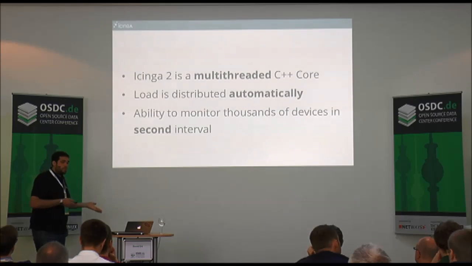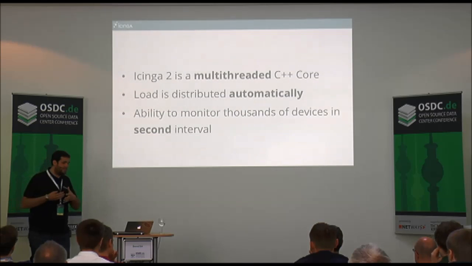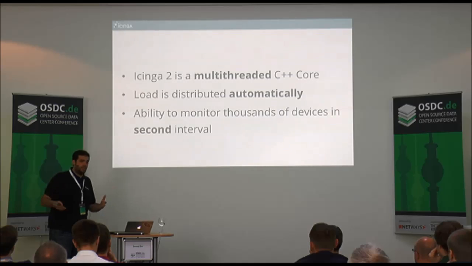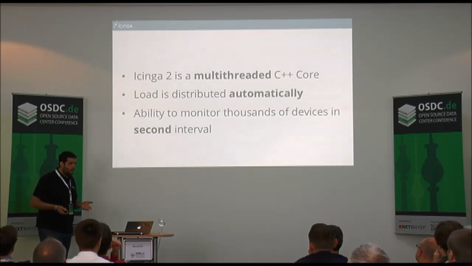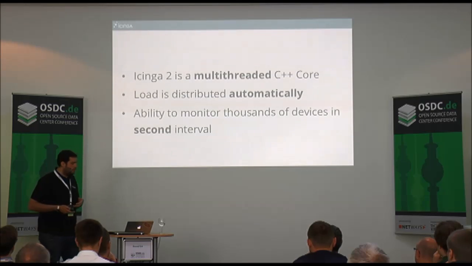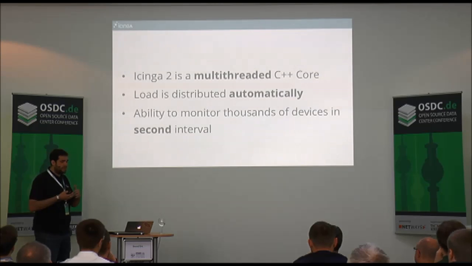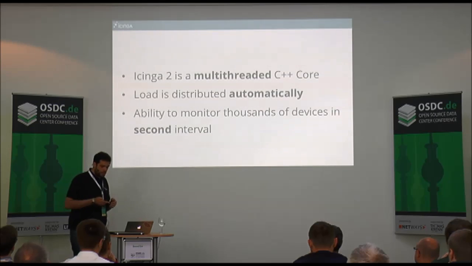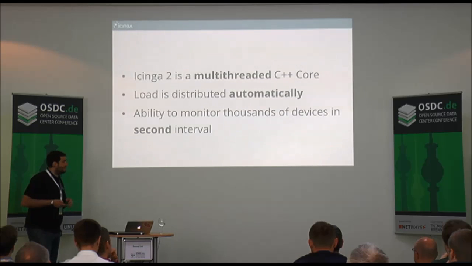So for Icinga 2, this was one of the basic architectural concepts. We said we need something multi-threaded because Icinga is a fork engine. It's like we're forking millions of times, executing plugins. The load is really well distributed, so you can do massive checks on a single box, and you can also add boxes and scale horizontally if you want to. And you can monitor thousands of devices in a second interval.